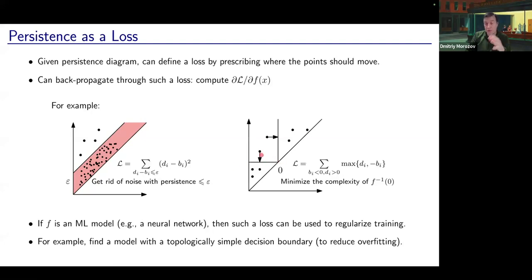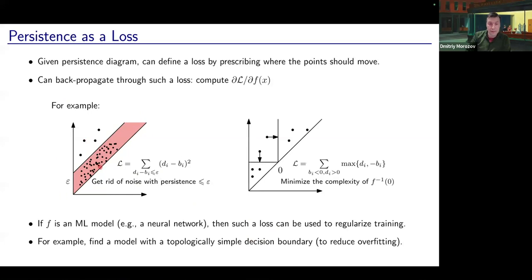And so if you want, for example, this regularizer to simplify the decision boundary, if you want to minimize the topological complexity of a particular, let's say, sublevel set, well, you can just say that the points in this quadrant need to move out of the quadrant. In other words, our loss is going to be the maximum of the distance to the nearest boundary of this quadrant. And that's what I said, that this idea is useful for reducing overfitting.